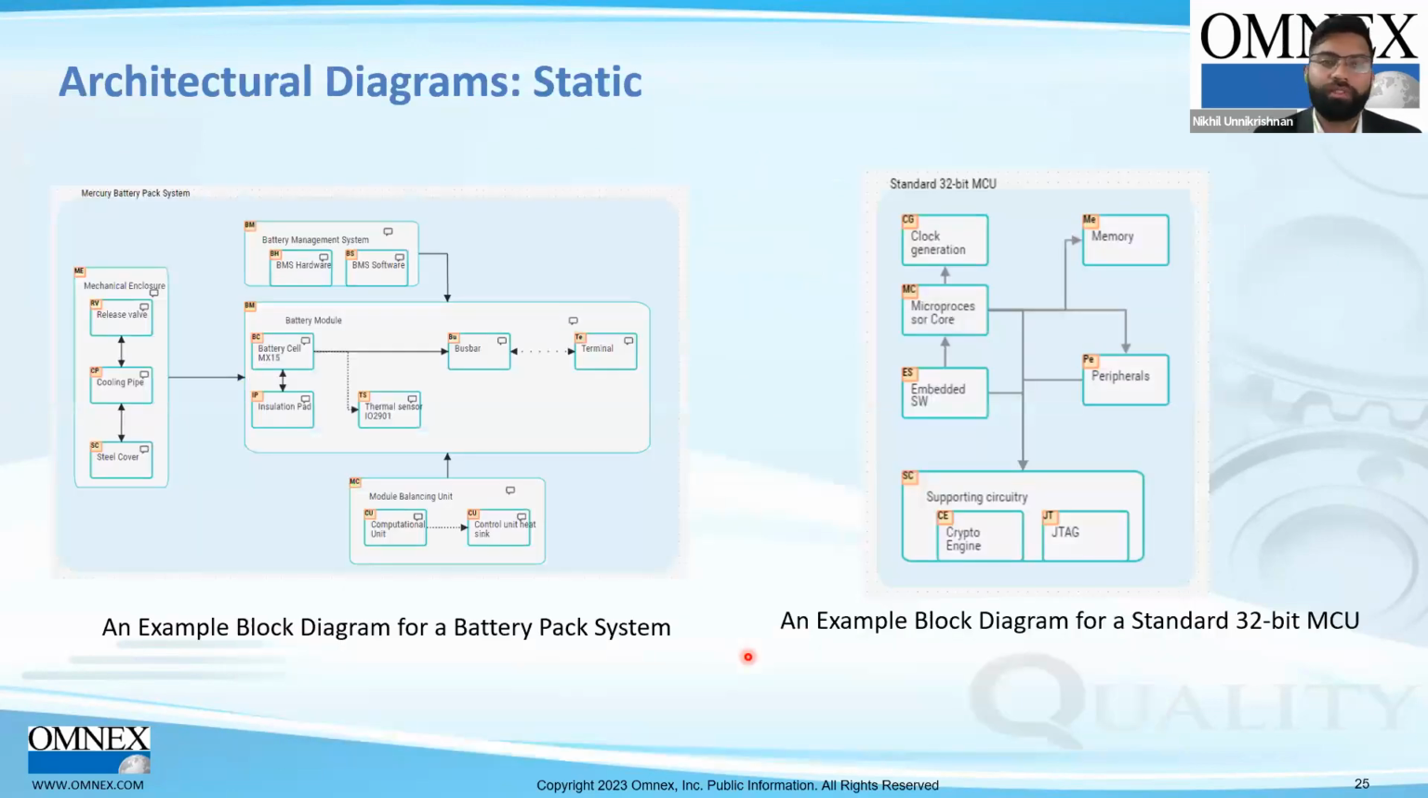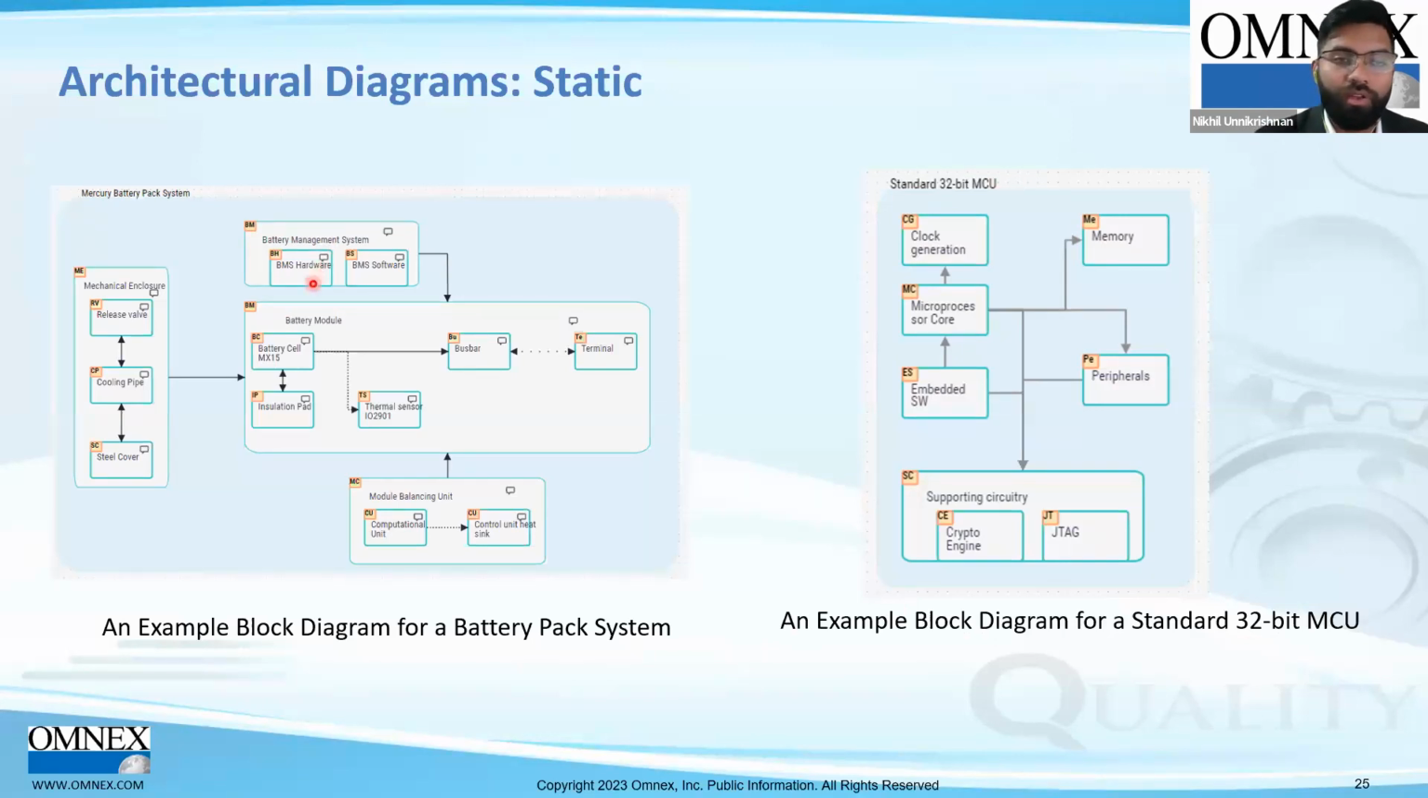Going by a simple example, upon the static architectural diagram, here you have a block diagram for a battery pack system, and then you have another one which is a block diagram for a standard 32-bit MCU. So you can see how in both scenarios there are blocks that represent, first of all, the big blue box, which is representing what the whole system is. So here's the battery pack, and here also you can see it's a 32-bit MCU. So that's the big blue box. Now within the big blue box, you have the smaller boxes that are representing the next level within the hierarchy.